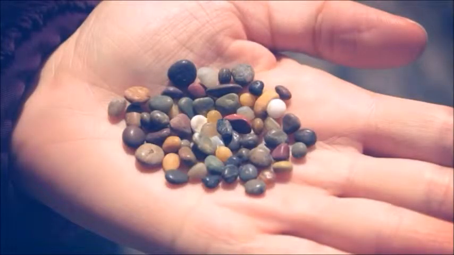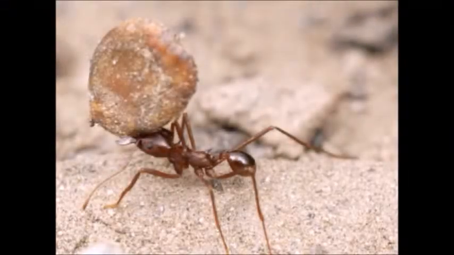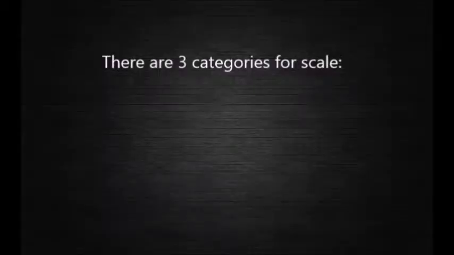That's our norm. To us, a pebble is small. But to an ant, that pebble could be the size of a boulder to us. That's the ant's norm. There are three broad categories for scale.